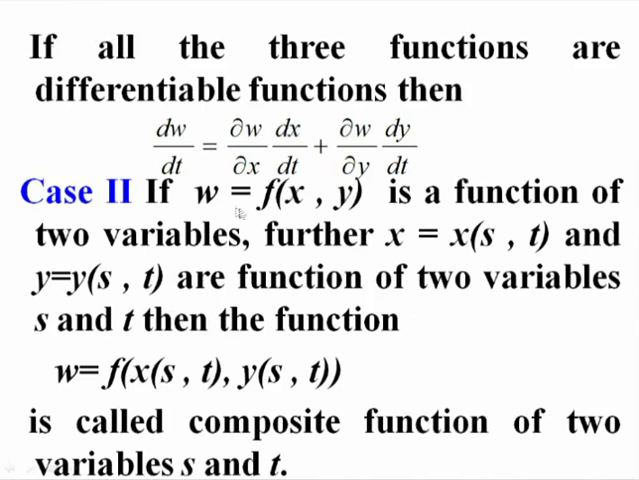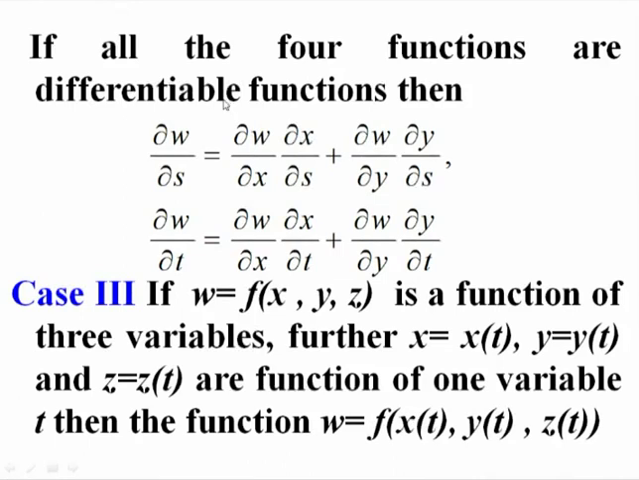W alone is not a function of s and t, but all three functions together become functions of s and t. That's why we call it a composite function of s and t. And if all three functions are differentiable, then we can find the partial derivative of w with respect to s and the partial derivative of w with respect to t by this rule.